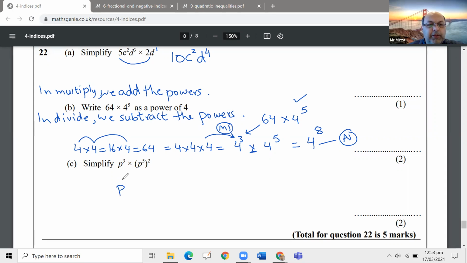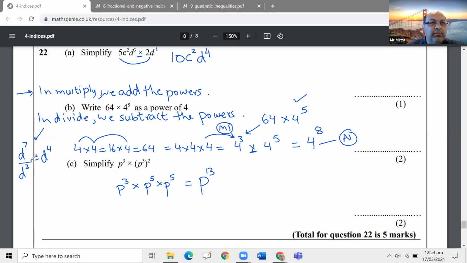P cube is P cube. Square is the power of 2, it means square. There's 2 of them. And again, the same rule applies. In multiply, we add the powers. So 5 plus 5 is 10, plus 3 is 13. So just remember, in multiply, we add the powers. In divide, we subtract the powers. For example, if we have d7 over d3 is d4. 7 minus 3 is 4.